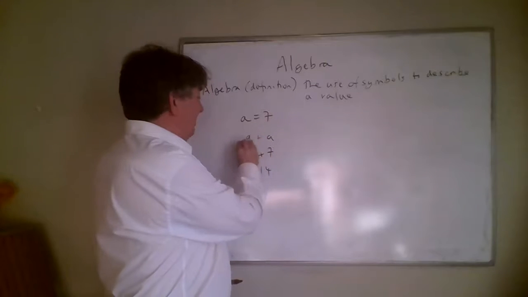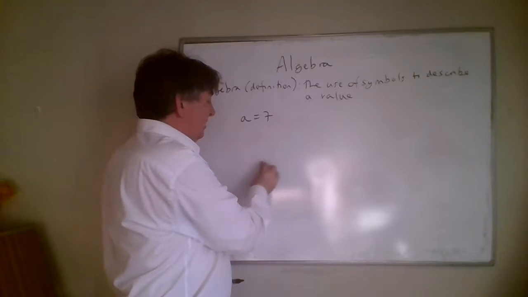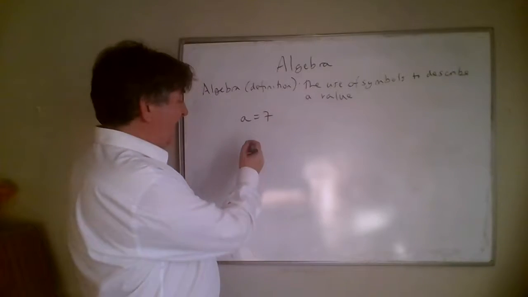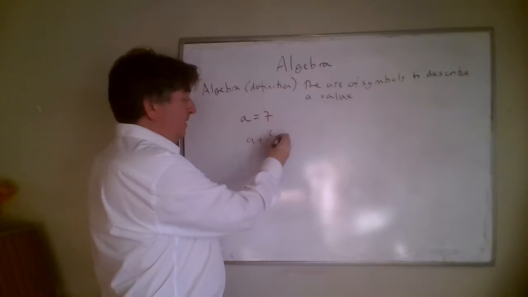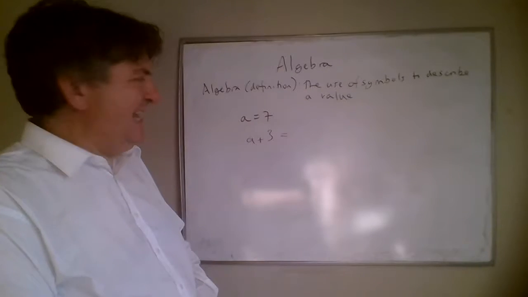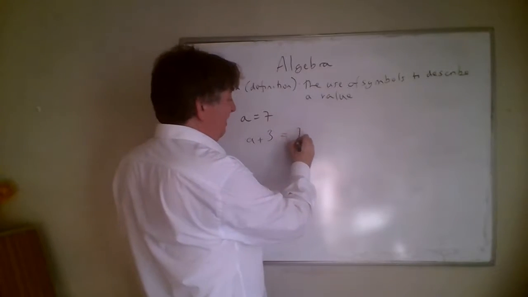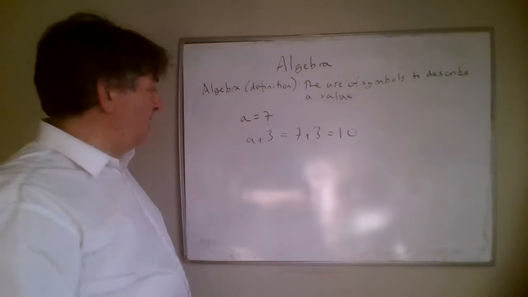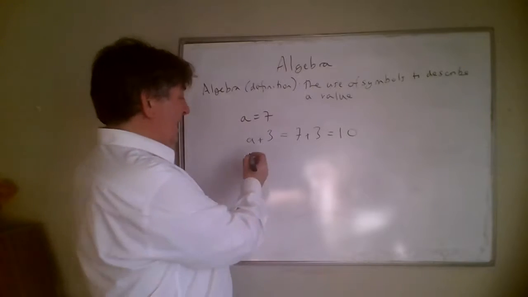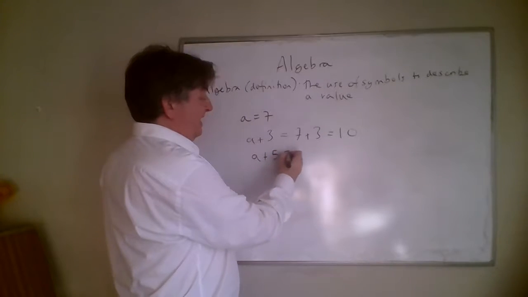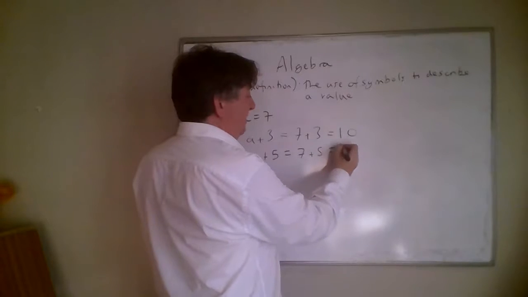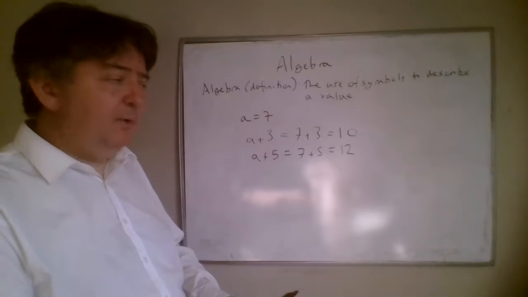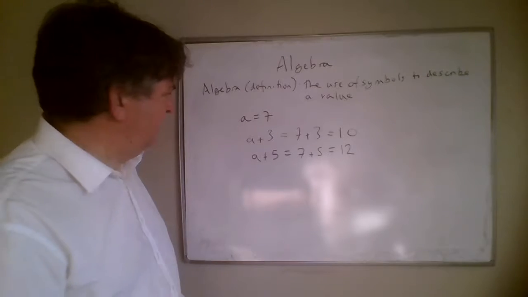We can get more complicated though. So let's go a little bit further with this. So what if we say A plus 3? What does A plus 3 equal? Well, A equals 7. So A plus 3 equals 7 plus 3 equals 10. And if we go for A plus 5, that equals 7 plus 5 equals 12. So still relatively straightforward. Now let's do a multiplication.